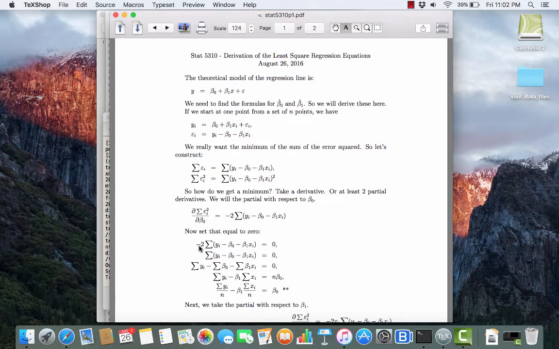If I divide both sides through by minus 2, the minus 2's just go away. I still have 0 on the right. Then I'm going to go ahead and let the summation operate on each piece in the equation. So I have the summation of the y i's, the summation of the beta 0's, the summation of the beta 1 x sub i equal to 0. Now, even though I didn't write it out, those summations really have the index i equals 1 on the bottom going to n.